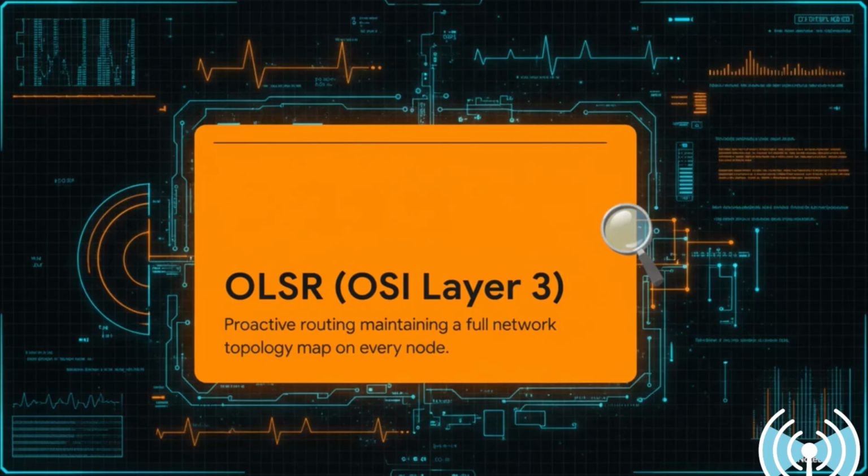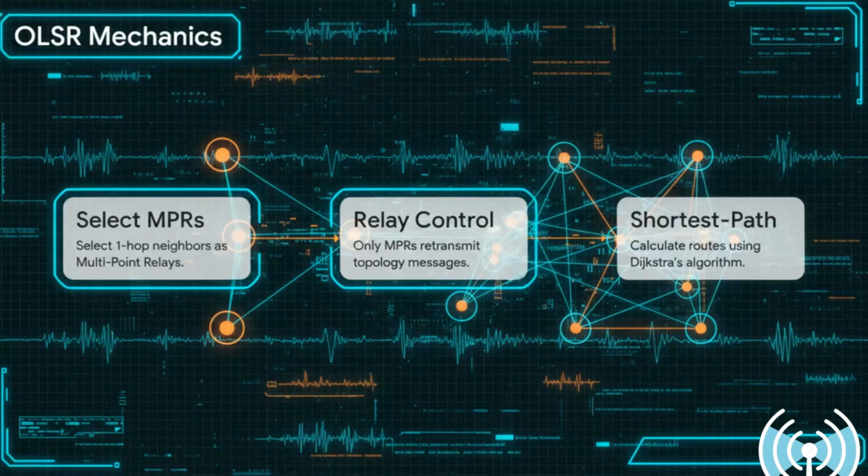Shifting up to the network layer, Layer 3, we run into OLSR, which takes the exact opposite approach to BATMAN. Think of OLSR like an omniscient radar. It's a proactive link-state routing protocol. Its entire mission is to ensure every single node has a continuously updated, pre-calculated map of the whole battlefield at all times. Now, you might be thinking, wait, doesn't constantly updating a massive map just choke the network?